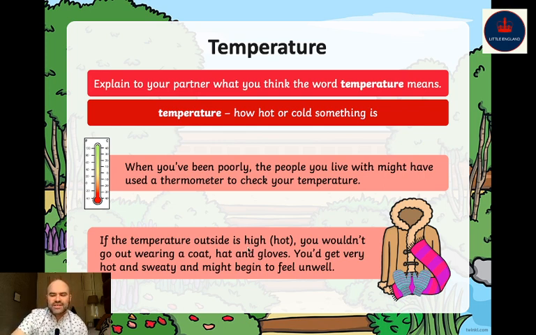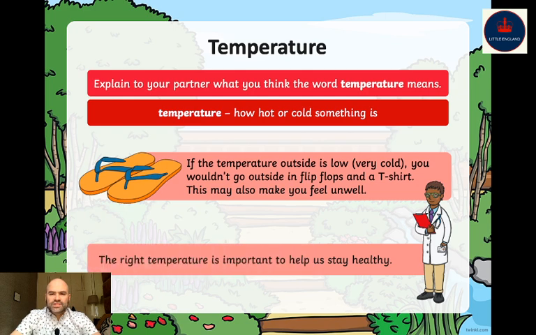If the temperature outside is hot, you wouldn't go outside wearing a coat, would you? Right now, the sun is out. So it wouldn't be smart to wear a big woolly coat. No. So you'd get very hot and sweaty and might begin to feel unwell. If the temperature outside is low, if it's very cold outside, you would not go outside in flip-flops and a t-shirt. This may also make you feel unwell.